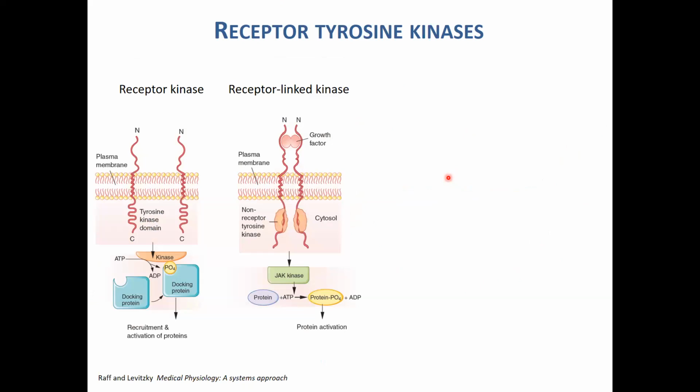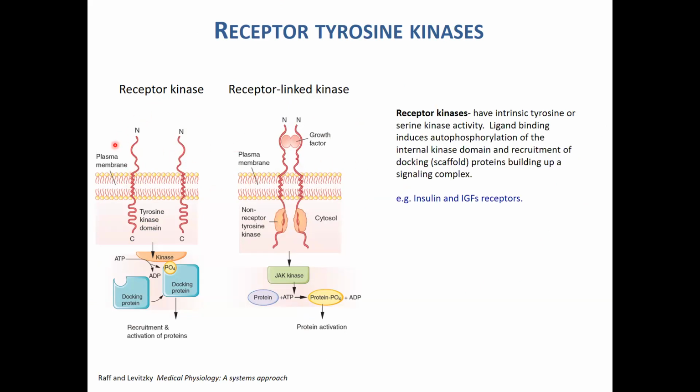Then we have the receptor tyrosine kinases. We have the tyrosine kinase or receptor-linked tyrosine kinase. In this particular example, these tyrosine kinases have an intrinsic tyrosine kinase domain. So when the hormone binds to the ligand binding domain up here, it's going to activate that tyrosine kinase domain. That tyrosine kinase can autophosphorylate the receptor itself. Autophosphorylation is going to produce these phosphates, which are like little signaling molecules. It's going to recruit docking proteins, also called scaffolding proteins, and build up a signaling complex and phosphorylate downstream targets. Examples of this are insulin and insulin-like growth factor receptors.